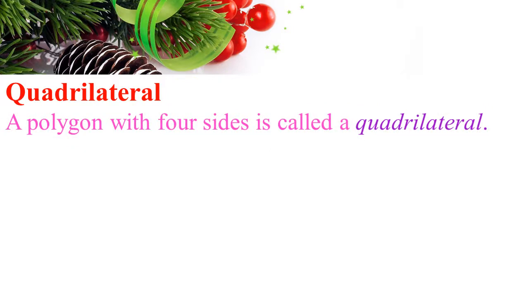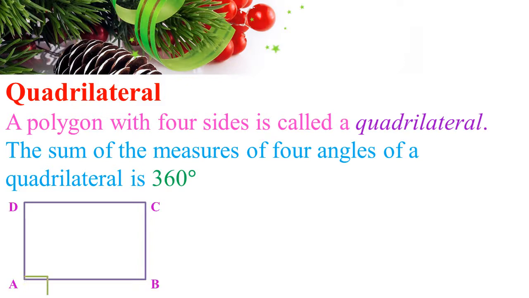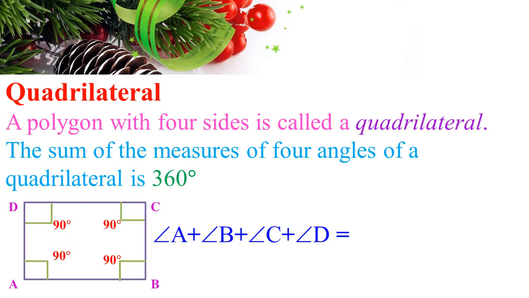Let's see the definition of quadrilateral. A polygon with four sides is called a quadrilateral. The sum of the measures of the four angles of a quadrilateral is 360 degrees. Look at the picture. Here is a figure ABCD, and it also mentions the four angles: angle A 90 degrees, angle B 90 degrees, angle C 90 degrees, angle D 90 degrees.